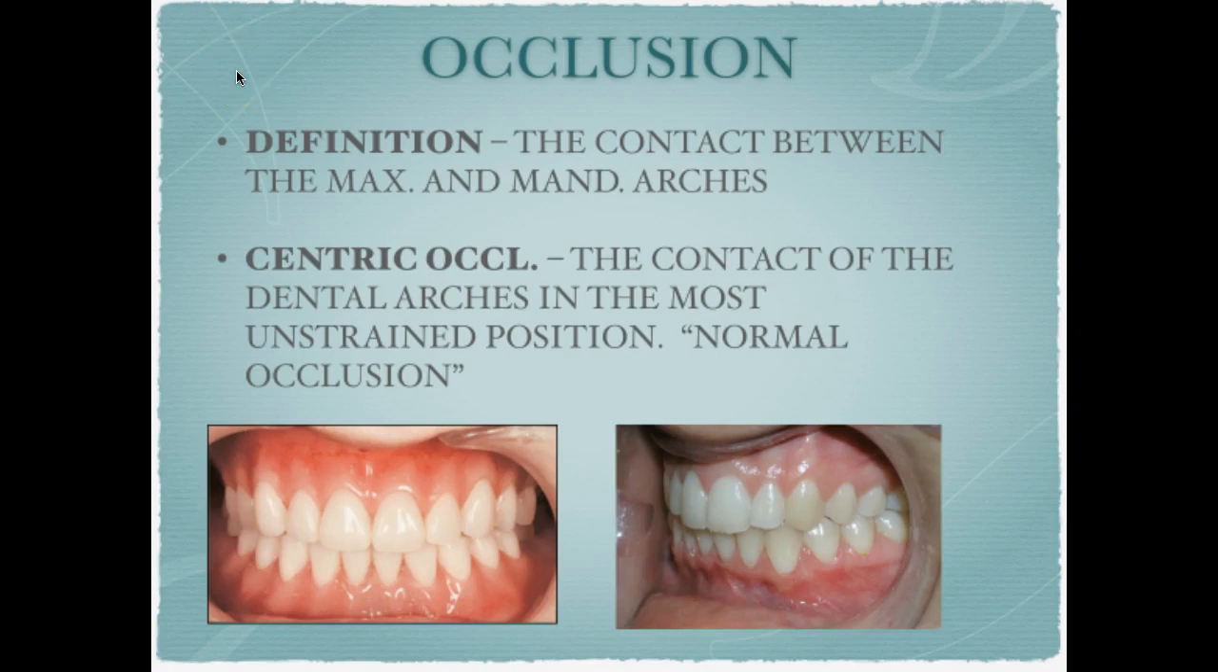Occlusion is an area of orthodontics that will normally be corrected by treatment. Generally, occlusion is the contact between the maxillary and mandibular arches, how the teeth occlude or bite together. Centric occlusion is when the person is biting in the most unstrained position, or what's called normal occlusion.